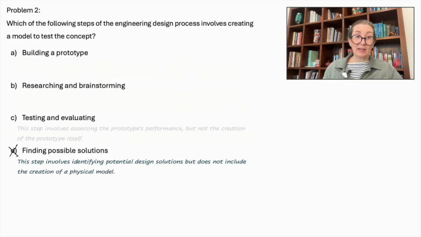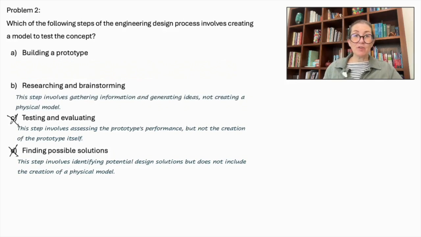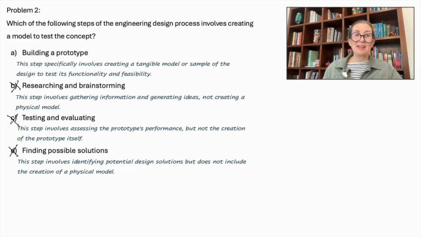Testing and evaluating. This step involves assessing the prototype's performance, but not the creation of the prototype itself. So this is incorrect as well. Researching and brainstorming. This step involves gathering information and generating ideas, not creating a physical model. So we can cross that out also. Building a prototype. This step specifically involves the creation of a tangible model or sample of the design to test its functionality and feasibility. So this is the correct answer.